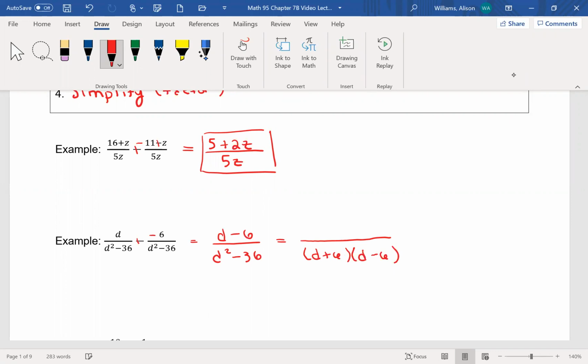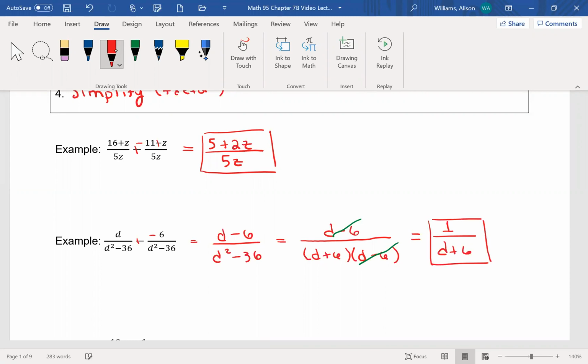And that's going to actually simplify with the d minus 6 in the numerator. So those two factors will cancel. And I'm going to be left with, well, a 1, because we're never really left with nothing. We're dividing d minus 6 by d minus 6. So taking a number and dividing it by itself leaves us with 1. And that's going to be over d plus 6.